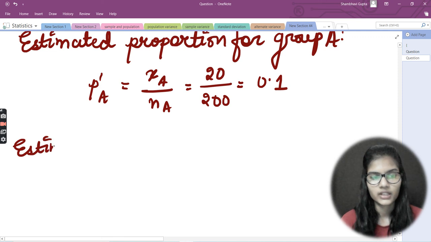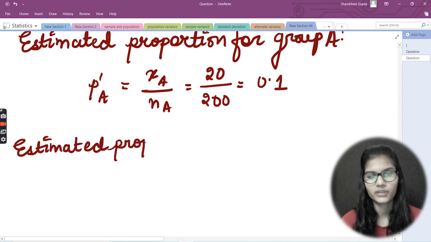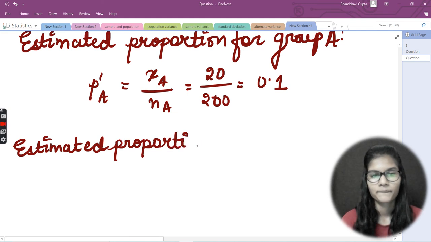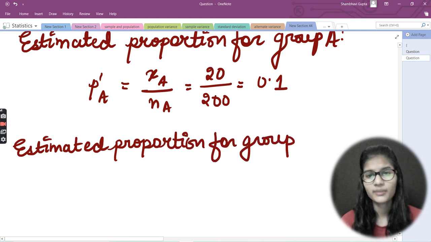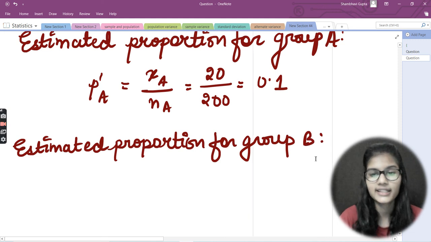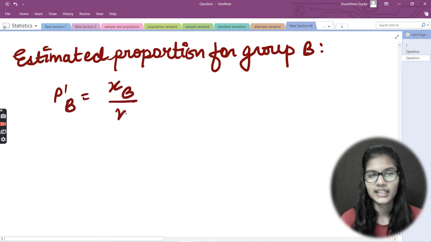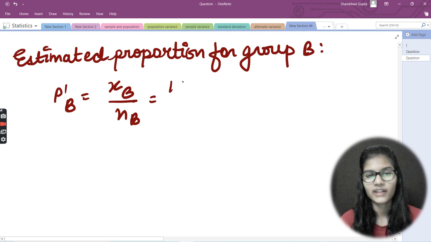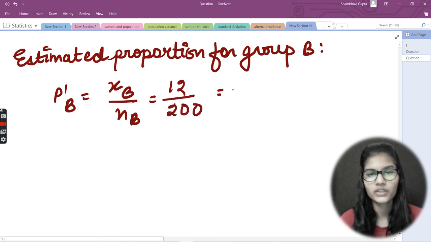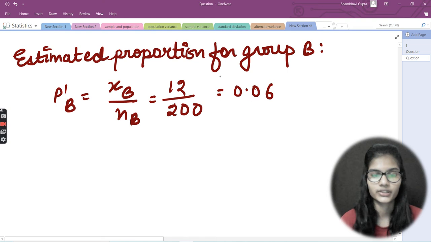A similar thing will be done for P dash B as well. So, estimated proportion for group B, we are going to find out. In that case, P dash B is equal to XB upon NB, right? The XB value we had figured out was 12, and NB was absolutely the same, which was 200. So here it gives me the answer 0.06.